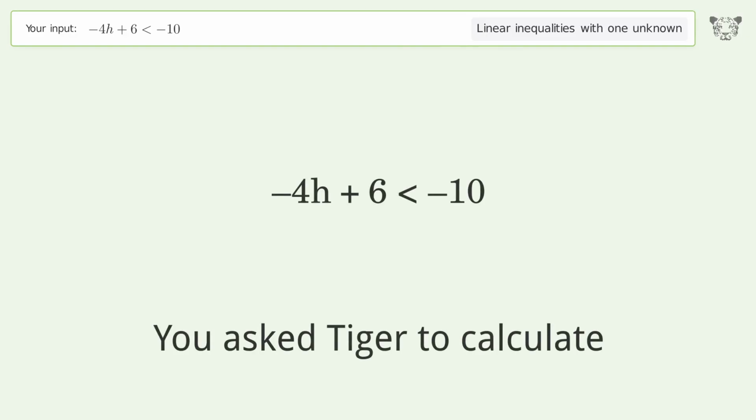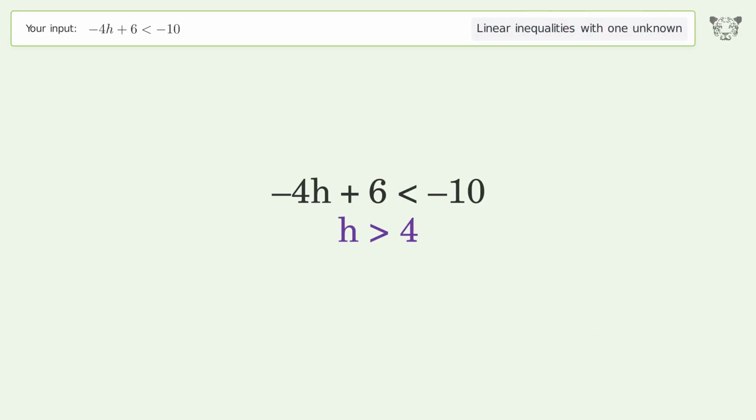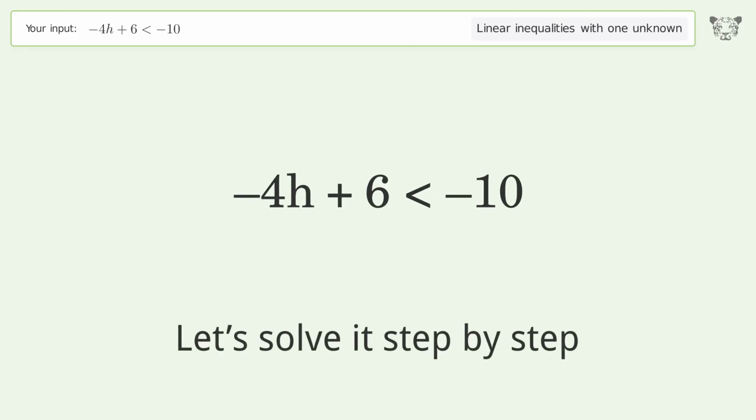You ask Tiger to calculate. This deals with linear inequalities with one unknown. The final result is h greater than 4. Let's solve it step by step.